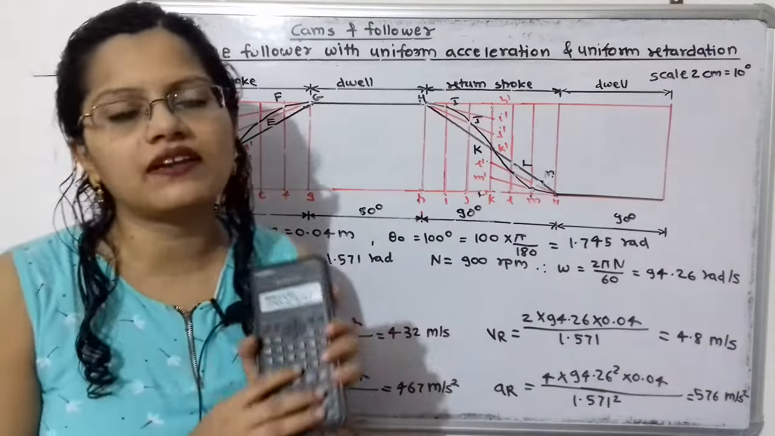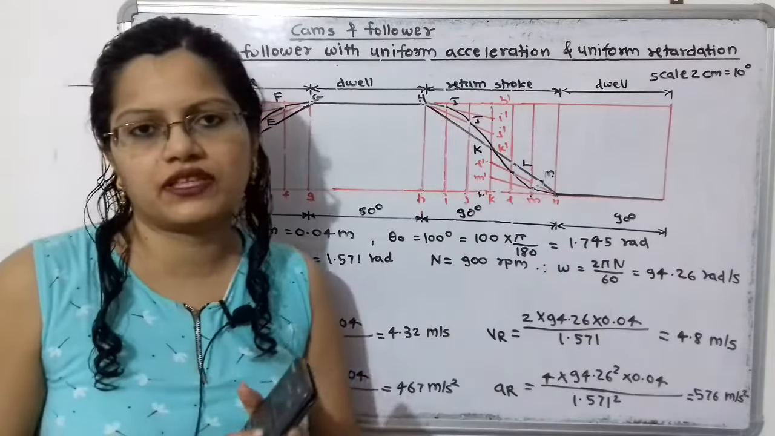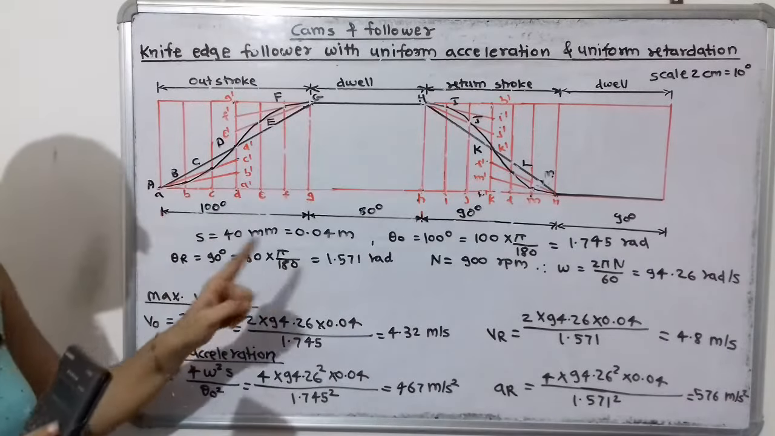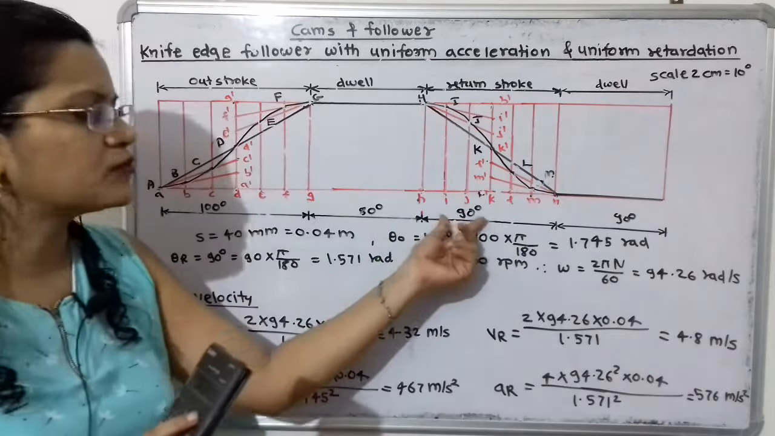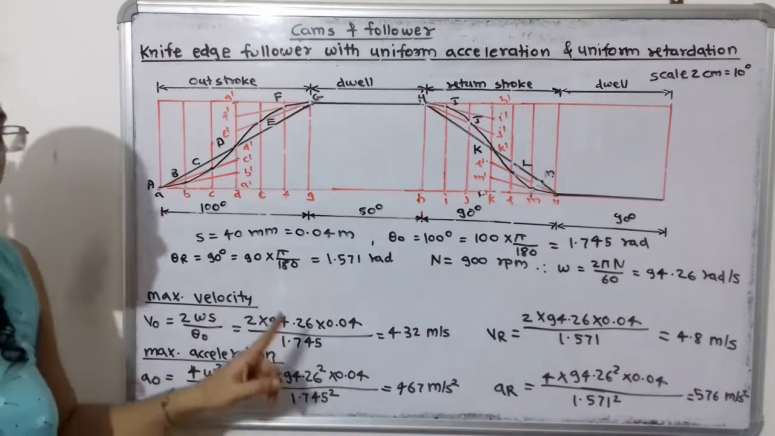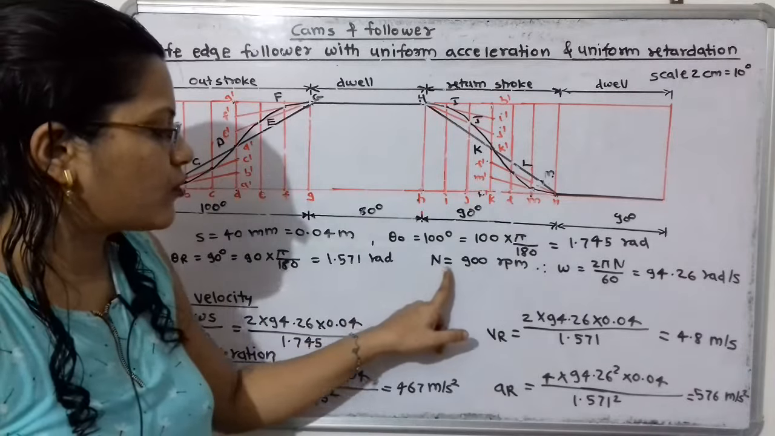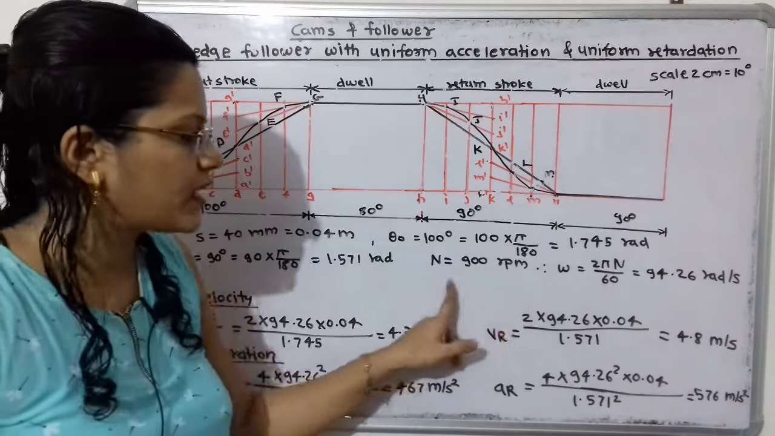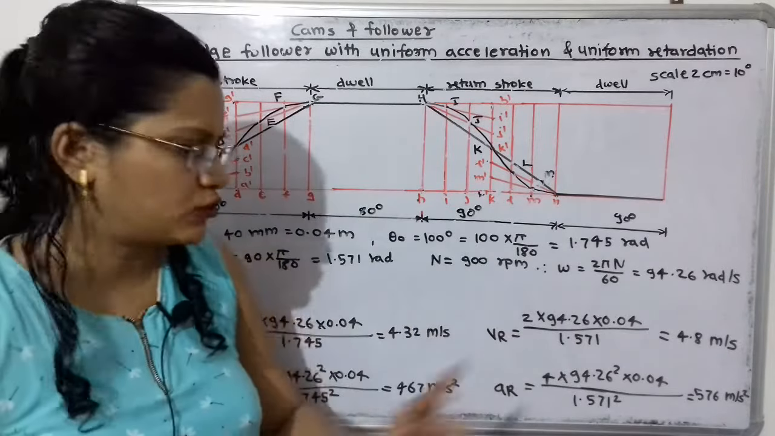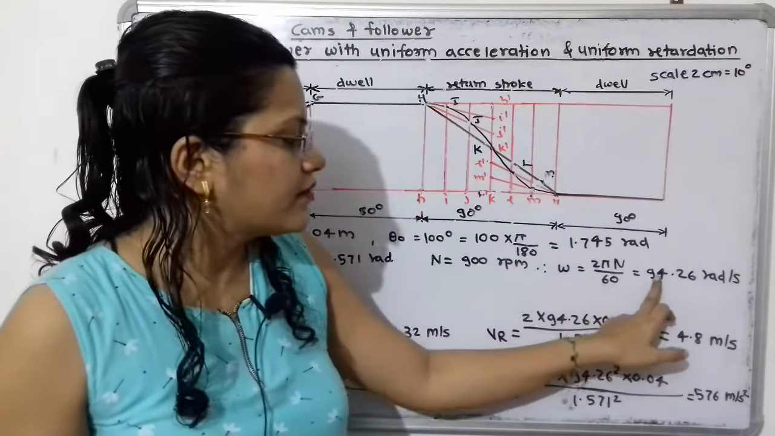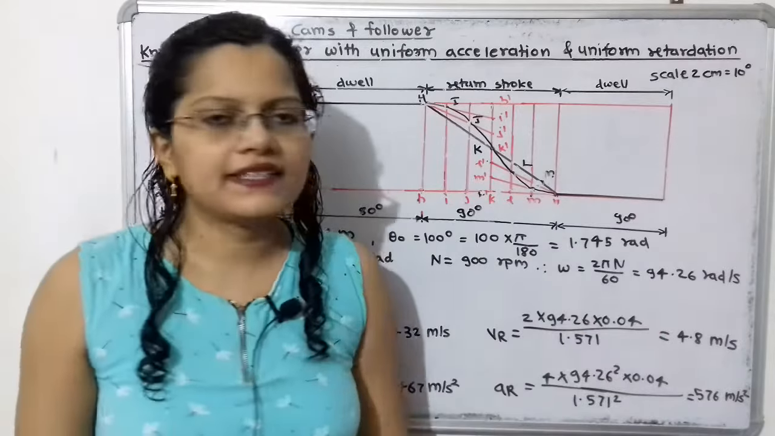In this way we can convert degree values into radians, and in the calculation we have to use this value. Next is theta r, the angular displacement during the return stroke. It is 90 degrees, so again we multiply by pi by 180, which is equal to 1.571 rad. Then the speed is 900 rpm, from which we can calculate omega, the angular velocity: 2 pi n by 60, with n equal to 900, which is 94.26 rad per second. So this omega is calculated.